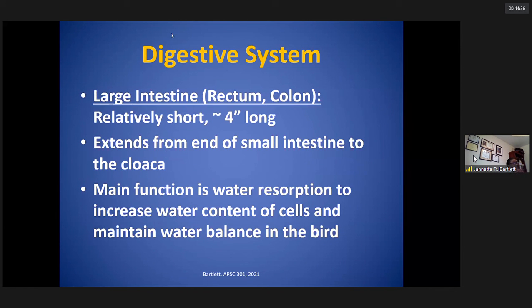Now you get to the large intestines. This is relatively short, as you saw in the picture, it's just a very short part of the digestive system. It's only approximately 4 inches long. These are just other names that they use to refer to the large intestines. And the large intestine extends from the end of the small intestines to the cloaca.